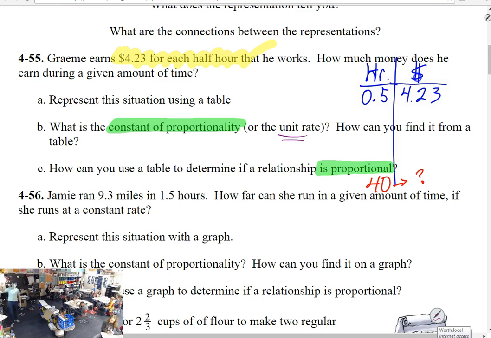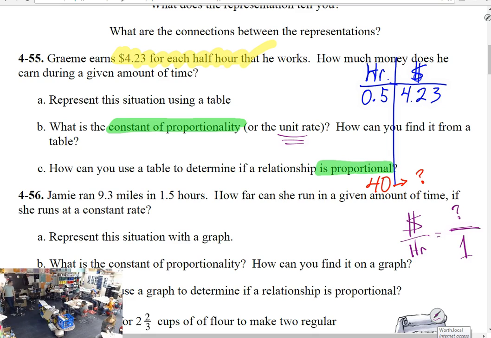Where do they even say unit? It's like the base. It's like for every half an hour you get $4. But that's not the unit rate. The unit rate is always something over one of the other thing.